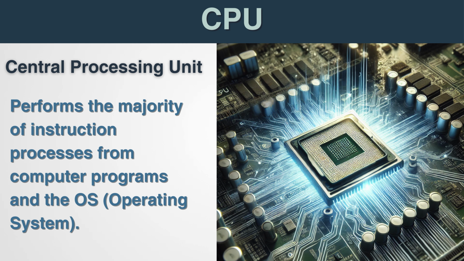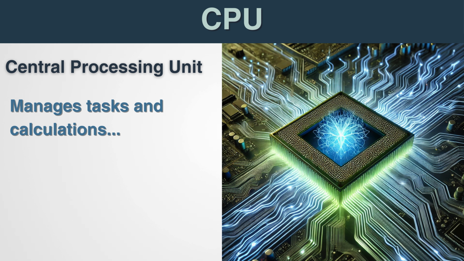CPU stands for Central Processing Unit. The CPU is the primary component of a computer that performs most of the processing required to execute instructions from programs and the operating system. Often referred to as the brain of the computer, the CPU interprets and executes instructions from software, manages tasks, and performs calculations essential for the system's functionality.